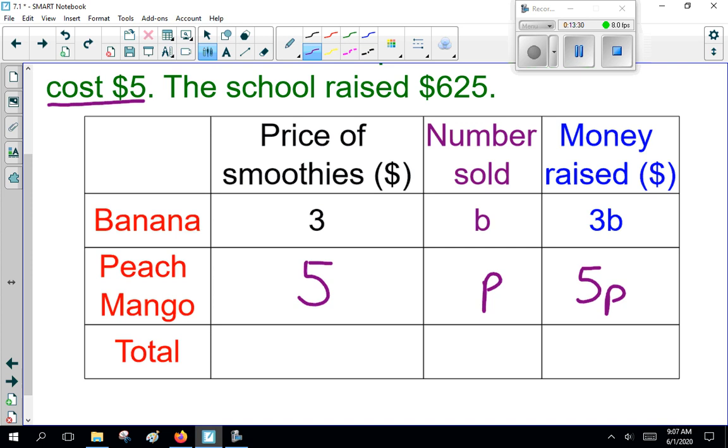Now, what can we say about the total? Well, here we ignore this because we don't ask for total price. We do want the total number sold, B plus P. Okay? And money raised is 3B plus 5P. Now, so far so good? Actually not, because I made a classic beginner's mistake. I forgot to read the entire question.